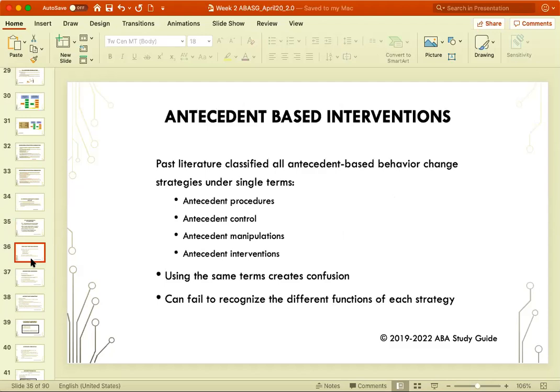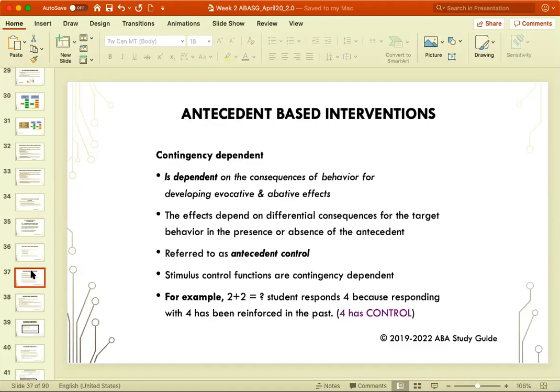When we talk about antecedent-based interventions, and this is something that I'm guilty of, I sometimes use these words interchangeably. But if you want to be specific, antecedent procedures, control, manipulations, and interventions are technically different, because we need to look at the functions of each of the strategies. So we have contingency dependent and contingency independent antecedent-based interventions.